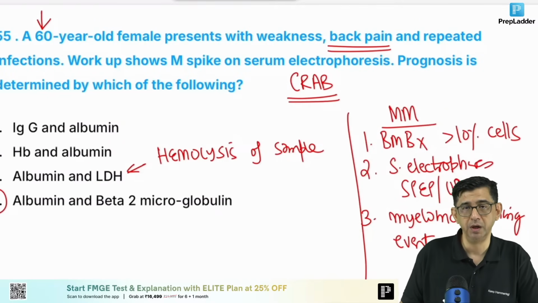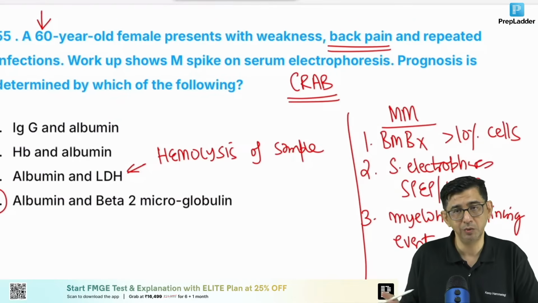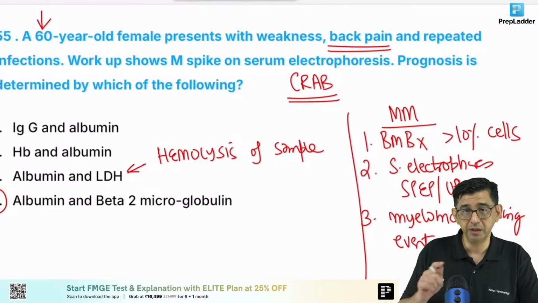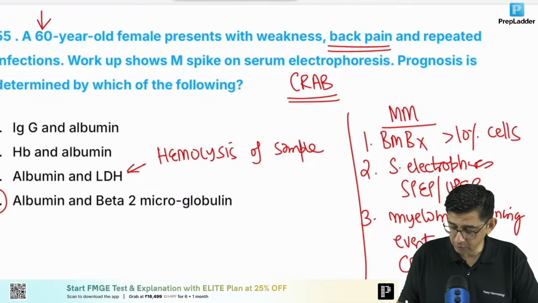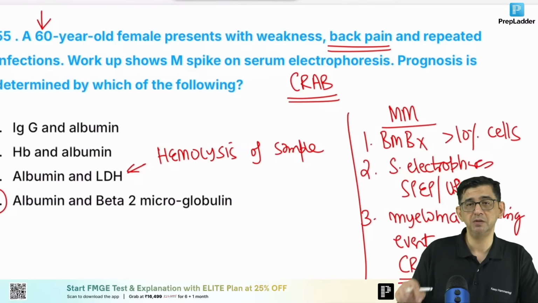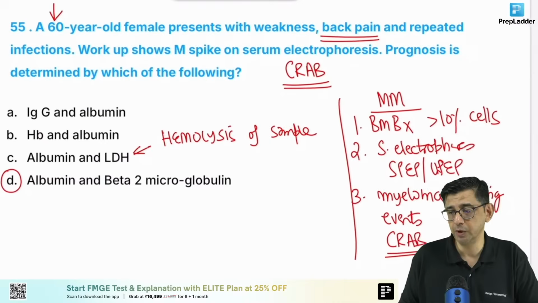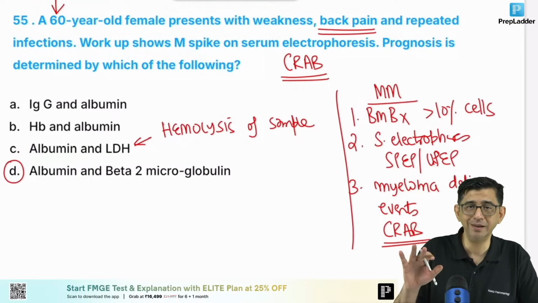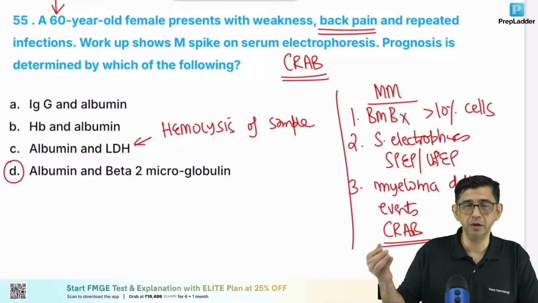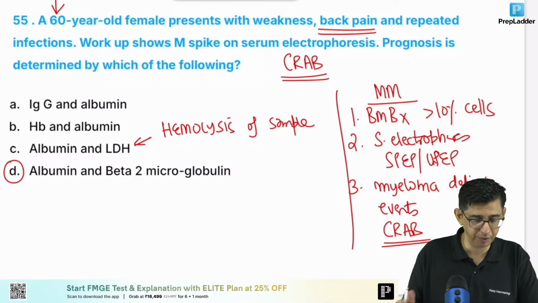When I say this, the query of a lot of students is, sir, the pathologist has told 60%, you are saying 10%. That is when the CRAB features are not present. When the myeloma defining events of CRAB are not present in the question, that is when we take into consideration the bone marrow biopsy report of more than 60%. But if it is going to be standard, how much is the cutoff in the setting of a CRAB? Then it is more than 10% to be remembered.